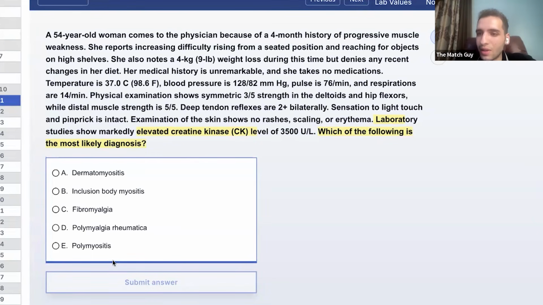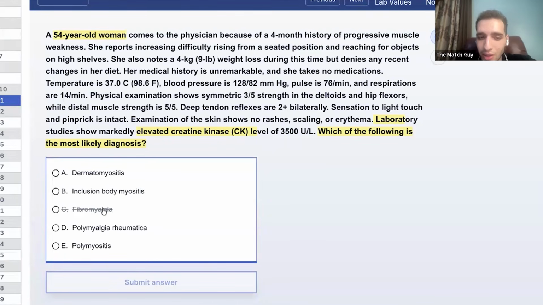So I read the answer choices after I read the last sentence. Dermatomyositis, inclusion body myositis, fibromyalgia, polymyalgia rheumatica, polymyositis. I know they are talking about muscle problem. I can literally exclude right now from just this last sentence I have read because I know fibromyalgia is usually a psychiatric problem or functional problem. It usually causes muscle pain, usually in young females. This person is a 54-year-old woman and she has increased creatine kinase. It means she has muscle damage, not only muscle pain, not a functional problem.